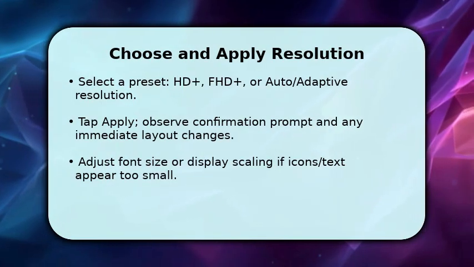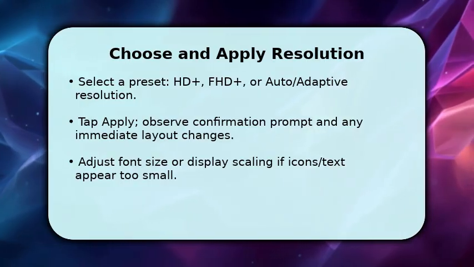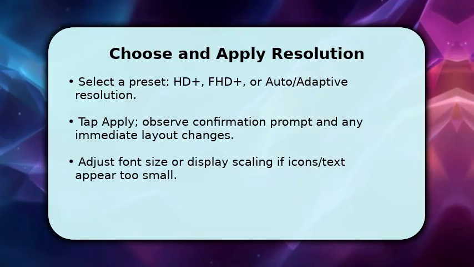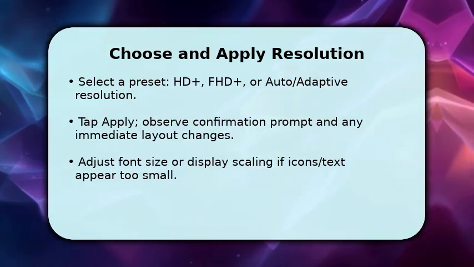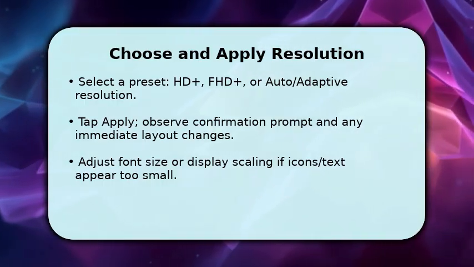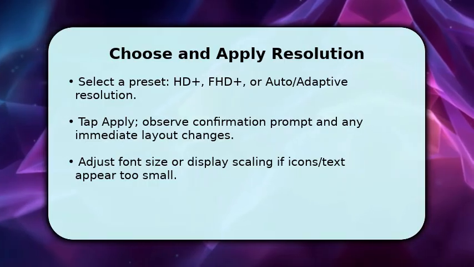Next, pick the resolution preset that fits your needs. Higher for sharper text, lower for longer battery life. Once you select HD+, FHD+, or Auto/Adaptive, tap Apply and watch the screen briefly reconfigure. This shows why you chose the setting.